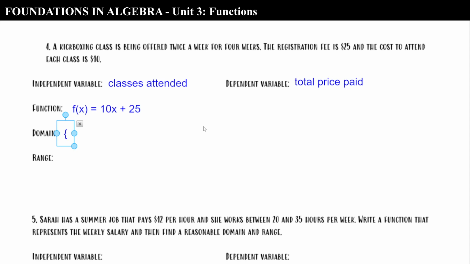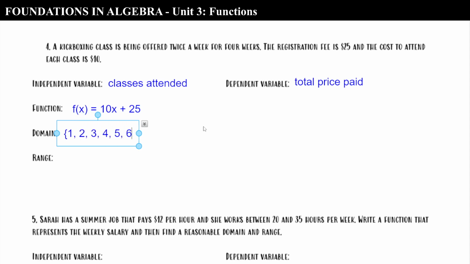Our domain is going to be the number of classes we attend. Now, we're not going to start with 0 here, because if we start with 0, I suppose we could pay the $25 registration fee and then just not attend a class. But then why would you pay the $25 registration fee? So here, let's assume that you pay the $25 registration fee when you go to that first class and you go ahead and attend that first class.